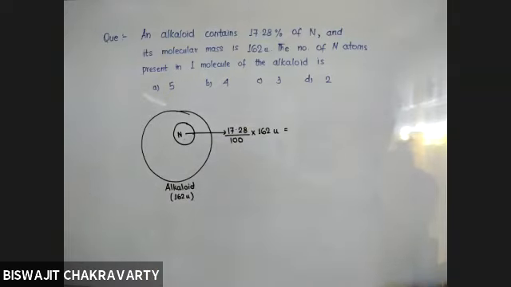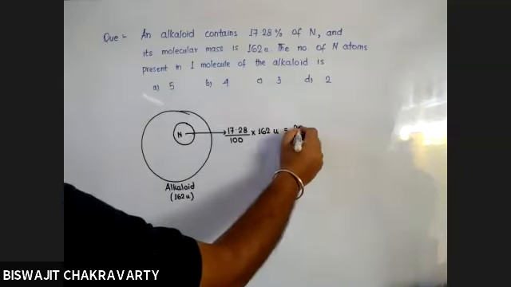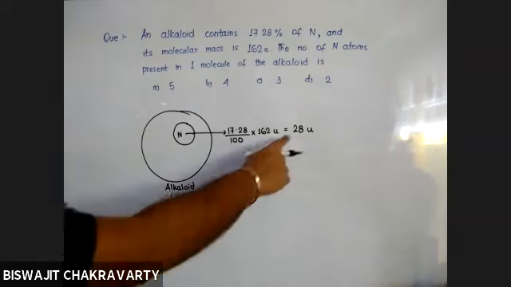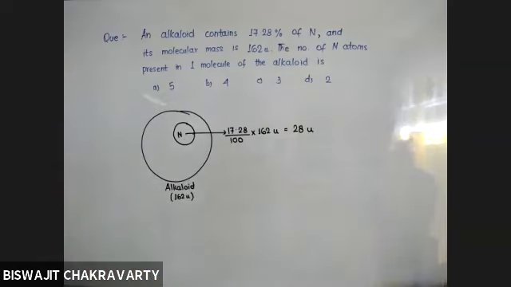This is how we calculate the percentage. So 17.28% of 162 is how much? Find it out. So 27.99. So can I round it off to 28 U? Yes, sir. Okay. Now tell me, in this 28 U, how many nitrogen atoms are there?